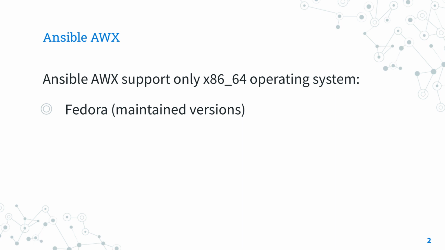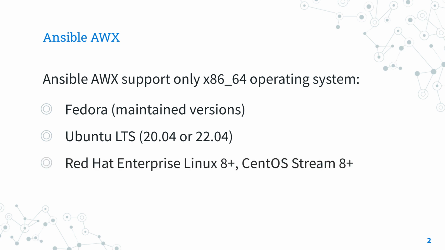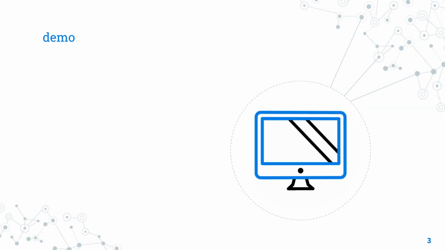The preferred way is via the AWX operator since version 18.0. This initial configuration is sometimes a roadblock for some Ansible AWX users. Ansible AWX supports only x86-64 operating systems: Fedora, the maintained versions, Ubuntu LTS, so 20.04 or 22.04, Red Hat Enterprise Linux 8 plus and CentOS Stream 8 plus, and also macOS 11. And now, demo time.